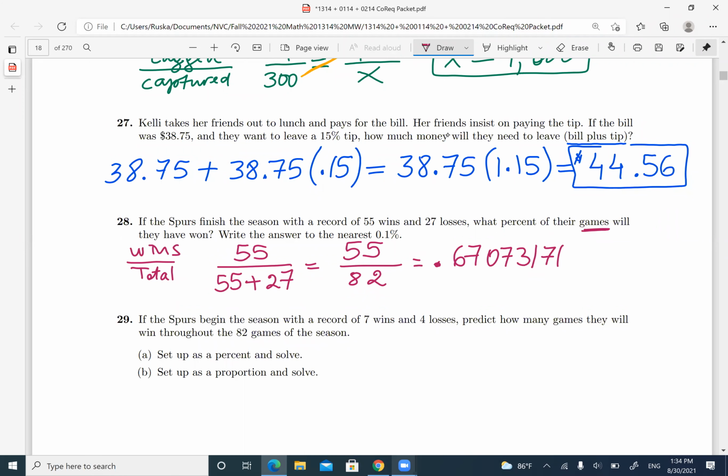Now we have to move the decimal 2 places to get the percentage, right? So it's going to be 67 point. Now 0.1 of percent is one number after the decimal. So that means I'm going to get 67.1%. Okay? And this is my answer. So Spurs won 67.1% of their games. Okay, everybody good? Yes, ma'am.